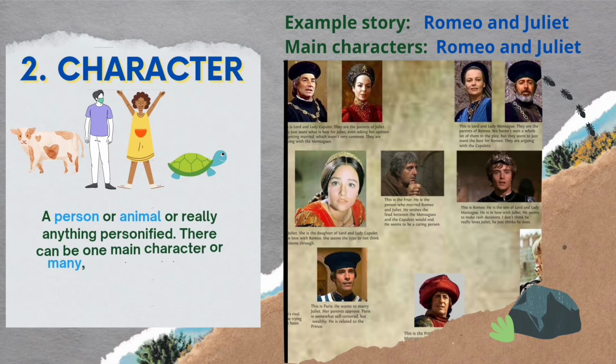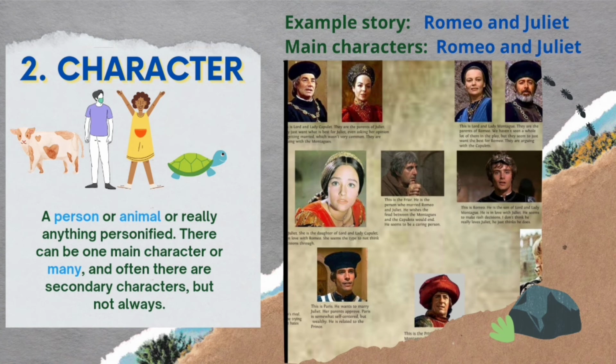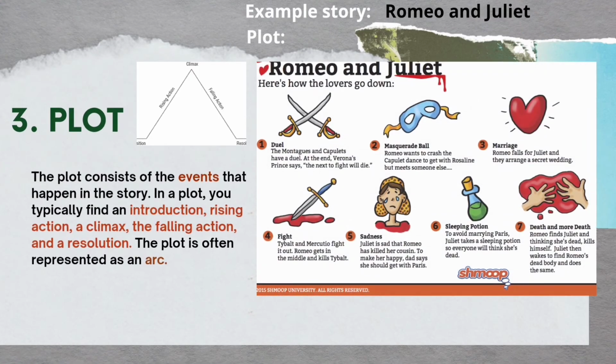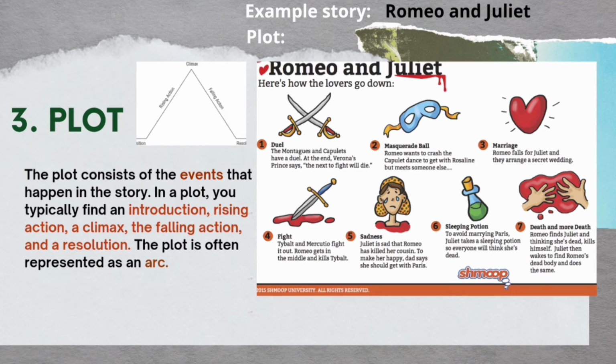Second is the character. A character is a person or an animal that are present in a story. We have here the main characters of Romeo and Juliet. The third one is the plot. Plot are events that happen in the story. It includes introduction, rising action, climax, falling action, and a resolution. Here we have the plot of Romeo and Juliet. You can pause the video and take a look.